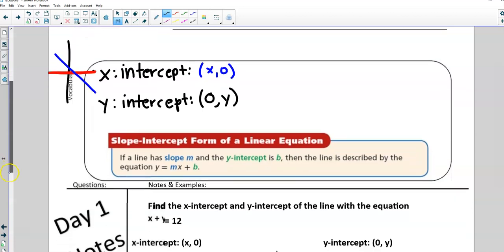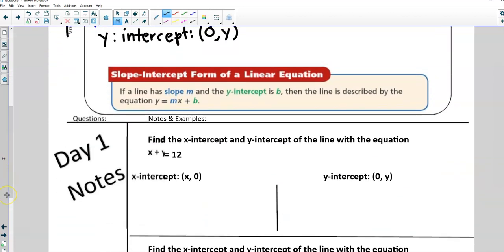So if we look at our first one, we have x plus y equals 12. Like it says, we're going to plug in 0 for our y to figure out our x-intercept. So I have x plus 0 equals 12. I could subtract 0 from both sides, but that's not going to do anything. So pretty self-explanatory: x is going to equal 12. 12 plus 0 equals 12.